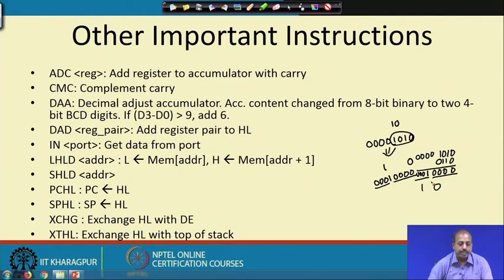Then there is a double addition or DAD instruction. So, that is for adding a register pair to HL. So, this register pair value. So, you can say like DAD D. So, this HL pair will get HL plus DE. Okay. So, this is the DAD instruction.